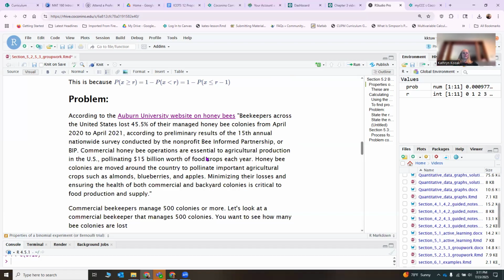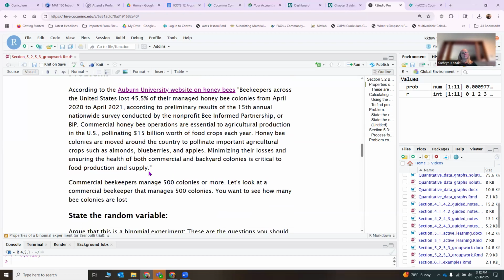Commercial honeybee operations are essential to agricultural production in the United States, pollinating $15 billion worth of food crops each year. Honeybee colonies are moving around the country to pollinate important agricultural crops such as almonds, blueberries, apples, and so forth. So the loss of this is going to be a major loss to our food production and supply.